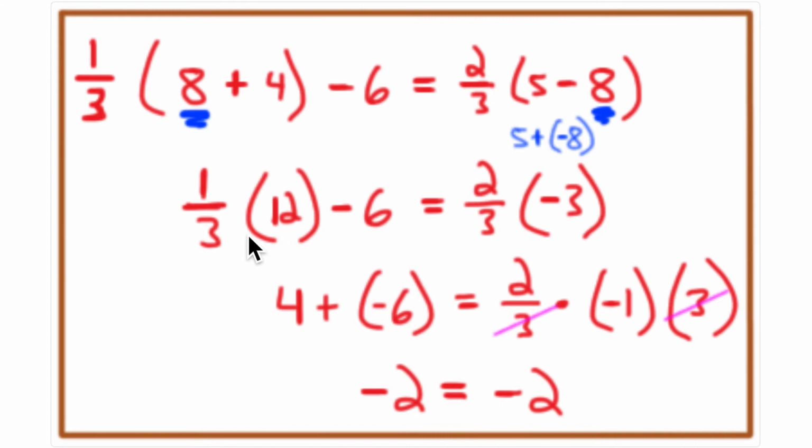On this side, 1/3 of 12 is 4. 12 divided by 3, or 1/3 times 12, is 4. 4 plus a negative 6 is negative 2. So you're left with negative 2 equals negative 2, and that solution checks.